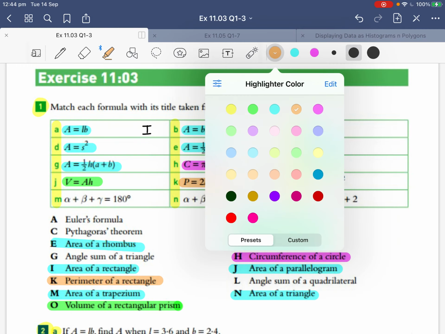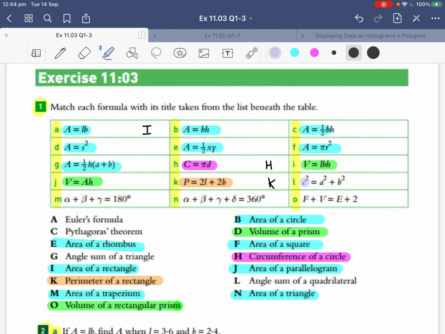If we look at L, we have C squared equals A squared plus B squared. You should know that this one is Pythagoras' theorem. You learnt Pythagoras' theorem in year 8, and we also did a little bit of it at the start of the year as well, and so that matches up with C.